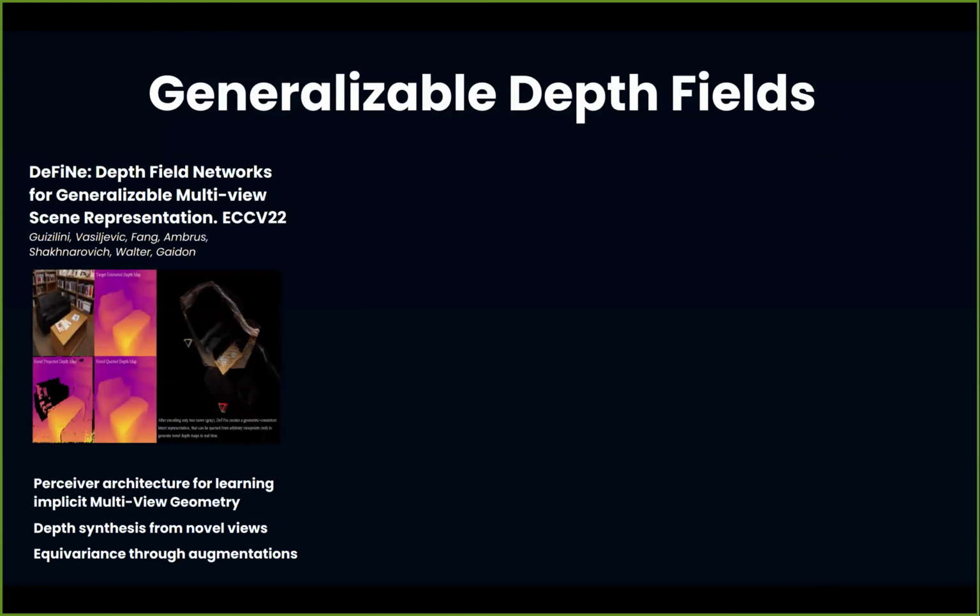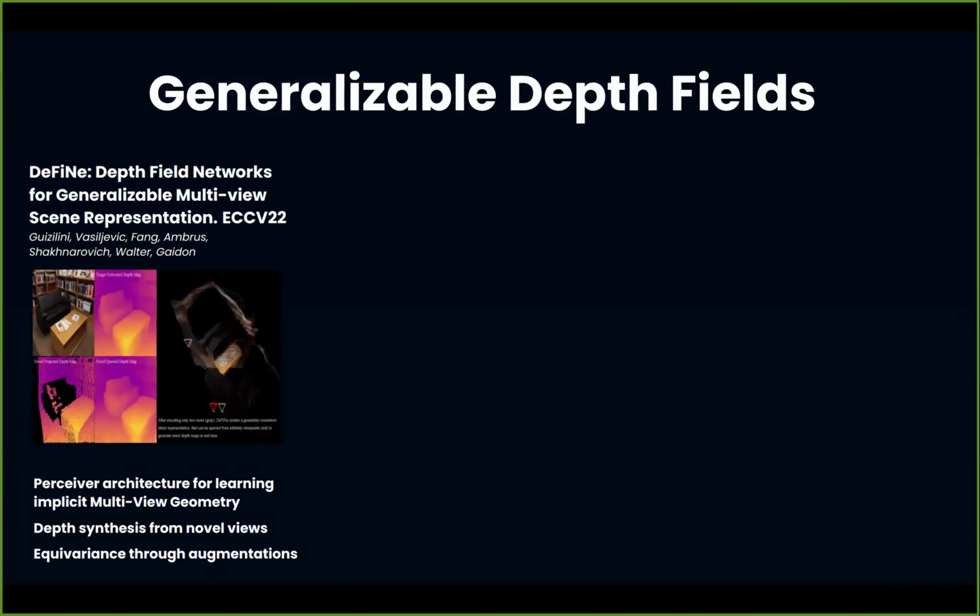And so I'm going to very briefly talk about 3 recent papers and their main highlights. I'll mention that they're all based on the Perceiver architecture, which we like because it's very efficient at encoding and then decoding lots of different types of data. Okay, so the first method I'll talk about is called DeFiNe, which is short for Depth Field Networks.